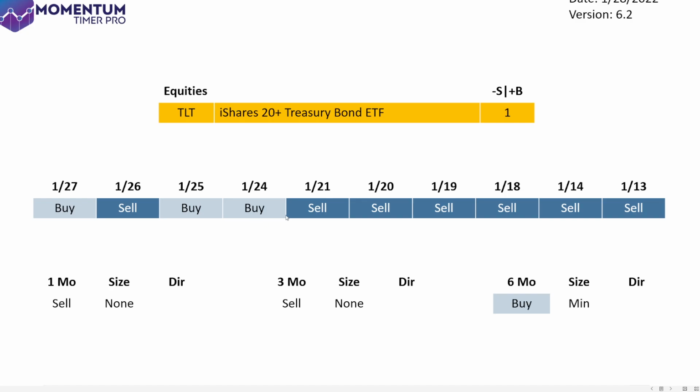Now, a couple days later, it gives another entry point on January 28, 2022. Here's a report. You see, here's those two prior buy signals. There was a sell signal, and when a sell flips to a buy, this will highlight in gold. You'll notice now that the 3-month signal has gone to none. Again, validating this is in a downtrend.